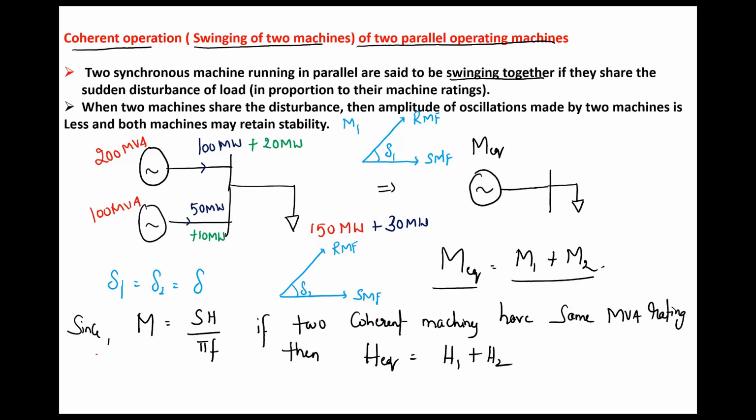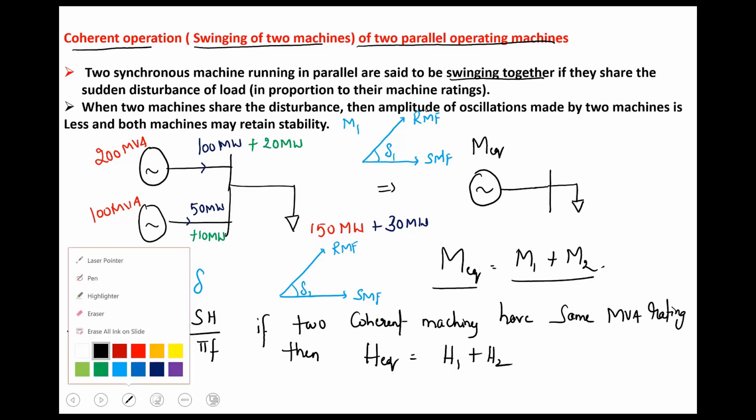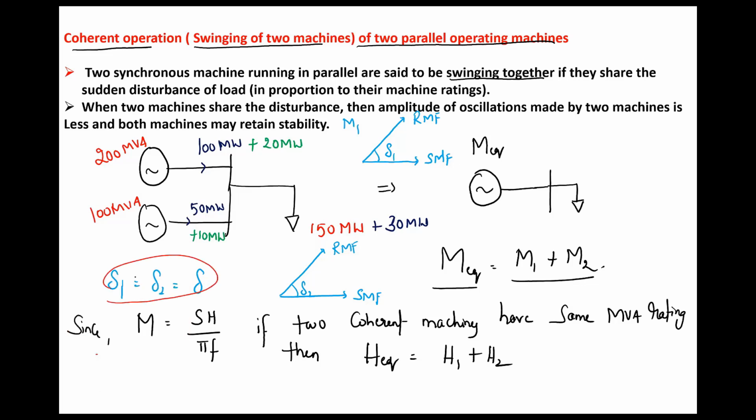So when the two machines are swinging together, what importantly you have to remember are 3 points. One is the delta values are the same. The M equivalent is given by M1 plus M2. If the machine MVA ratings are the same, then H equivalent is given by H1 plus H2. Understand? So when the two machines share the disturbance, the amplitude of oscillations made by the two machines is less and both machines may retain the stability. When the two synchronous machines running in parallel operate in coherence, the chances of retaining stability are high for a disturbance.